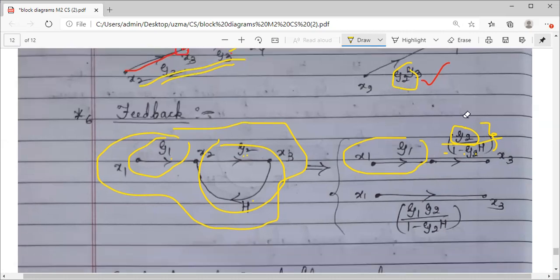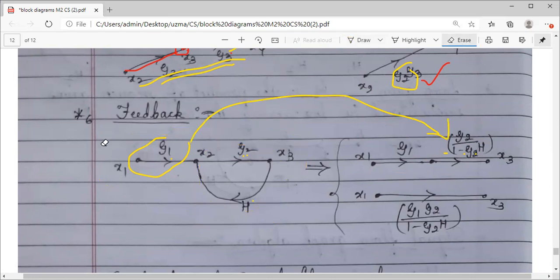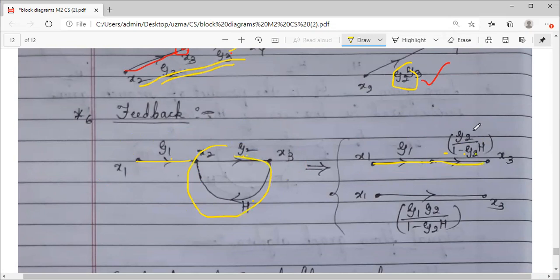Now again further you can reduce this. From this figure I have simply replaced the loop. Instead of a loop, I have changed it to a single branch. See, this branch is as it is. This loop is replaced by a single branch and the gain is this transfer function. Now again, if you see these two branches, they are connected in series. So series connection means you need to take the product. So G1 into G2 divided by 1 minus G2 into H. So this is how a feedback can be reduced.